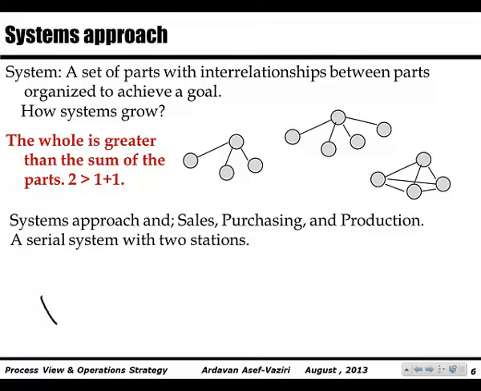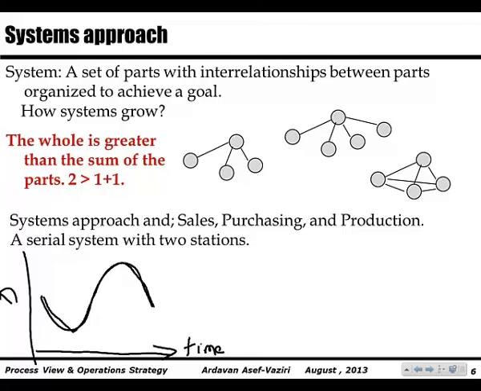Suppose demand is cyclic. This is time, horizontal axis is time, and vertical axis is demand. Here demand is low and it goes up. Of course, marketing department wants to have this much product here, this much product here, this much here, this much here, this much here, this much here. For marketing, availability of product should follow this curve.